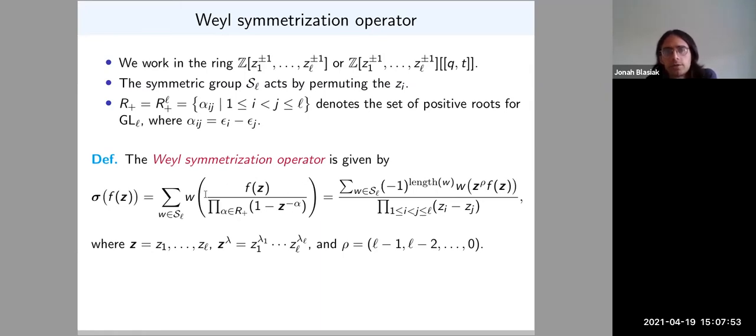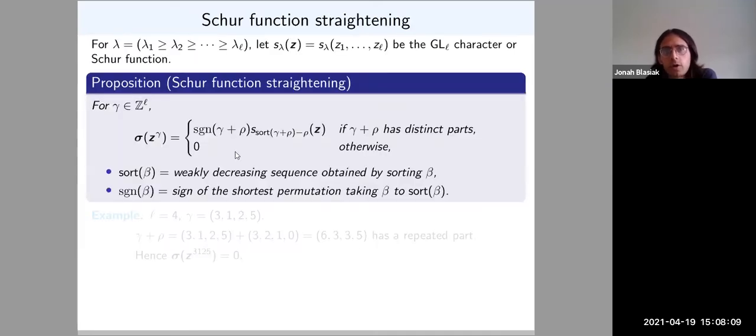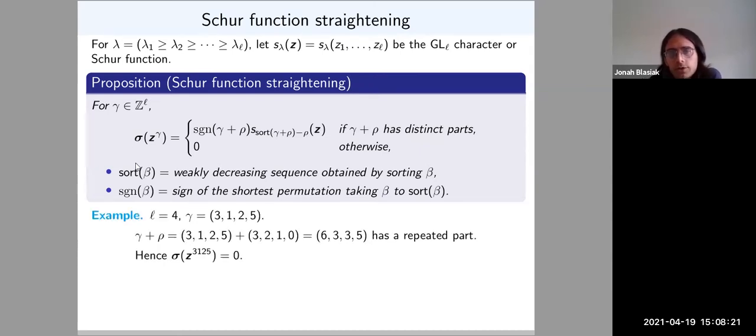This version here is just a slight rearrangement, and it's maybe a little bit better for what we're going to talk about. Okay. So the first thing to understand is what happens when you take the Weyl symmetrization operator and apply it to a monomial. We'll call this Schur function straightening. If you apply sigma to some z to the gamma, you get either a Schur function up to a sign or 0.